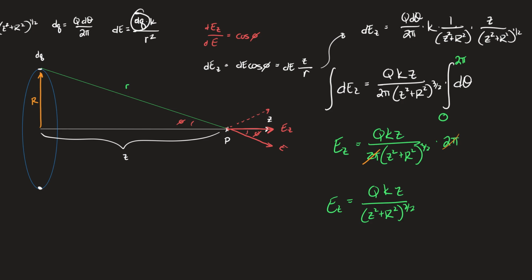The only reason it's not a 2q here is because with our 2-point charges, we had 2-point charges, each of charge q. But in this case, our entire ring was charge q. But it still behaves the same way. And that's why the electric field ends up being the same.